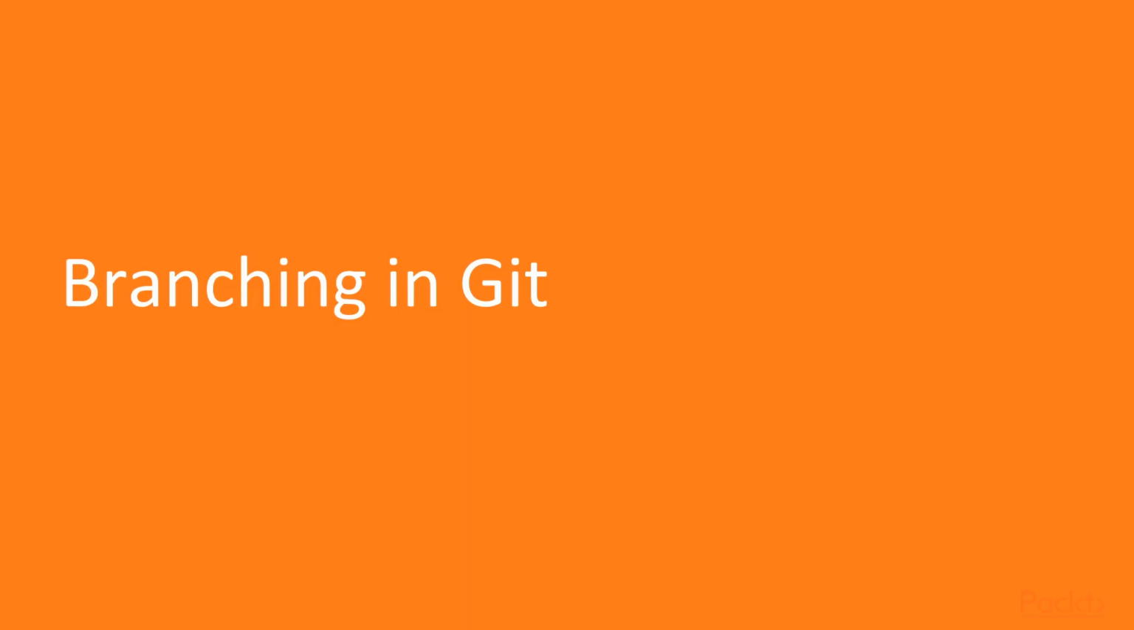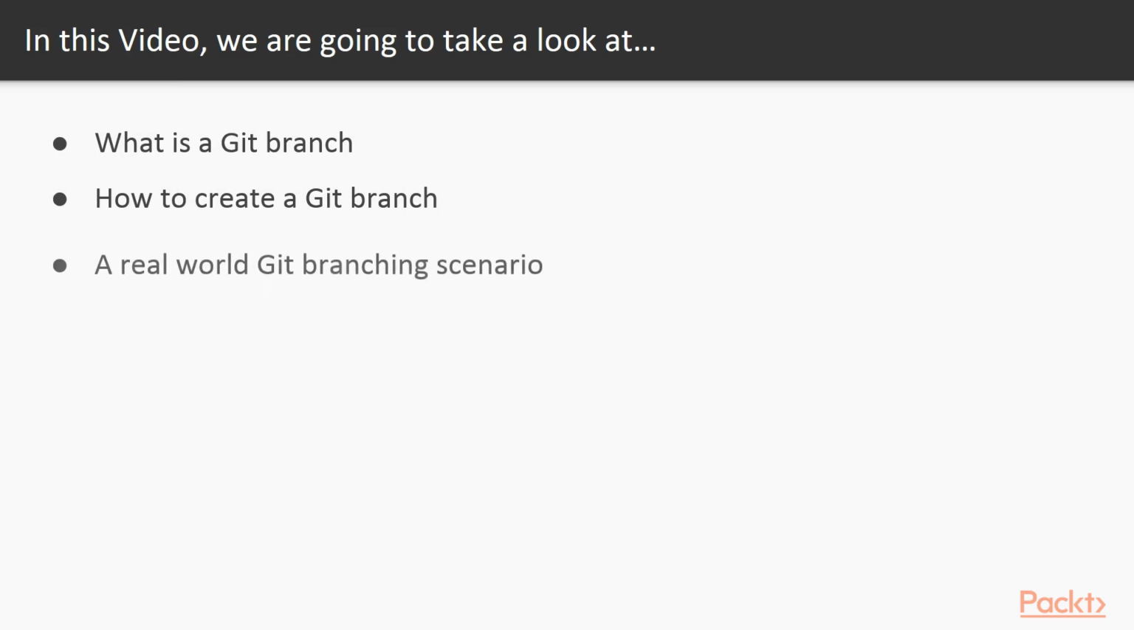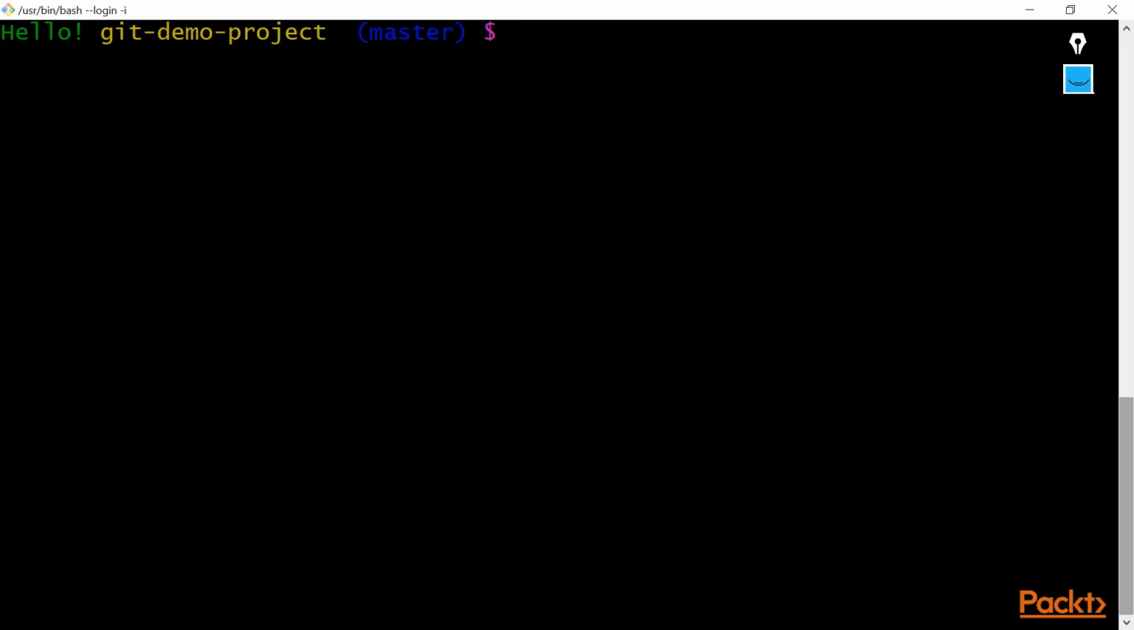In this video, we are going to take a look at what is Git branch and how to create a Git branch and also a real-world Git branching scenario. Now let's get back to our bash terminal. So we are in the bash terminal and we are in the Git demo project repository, and we have worked with this repository earlier as well.